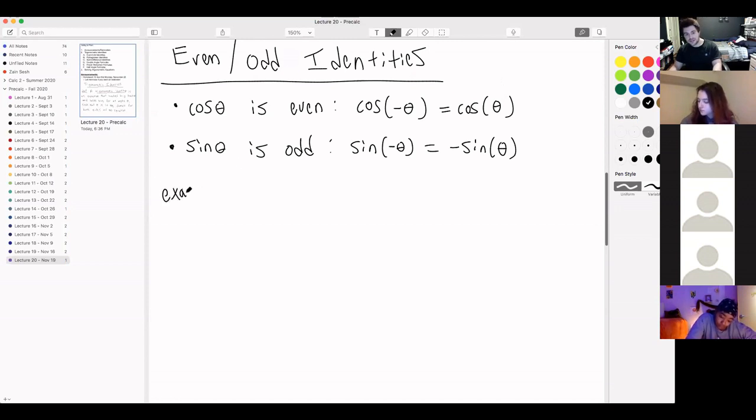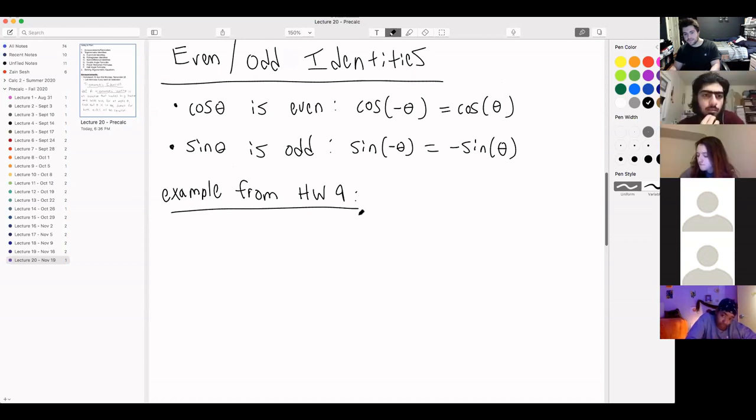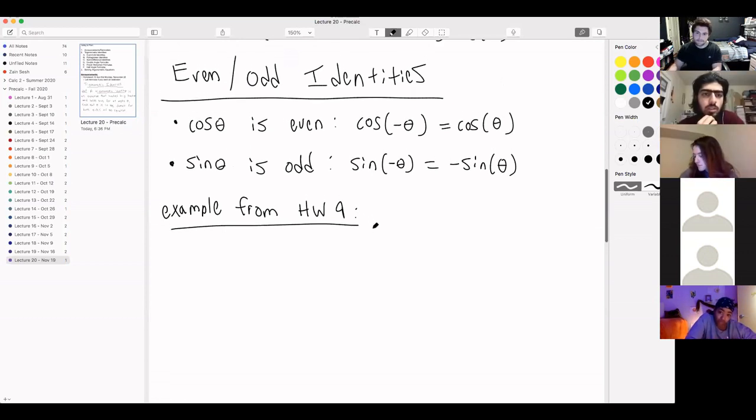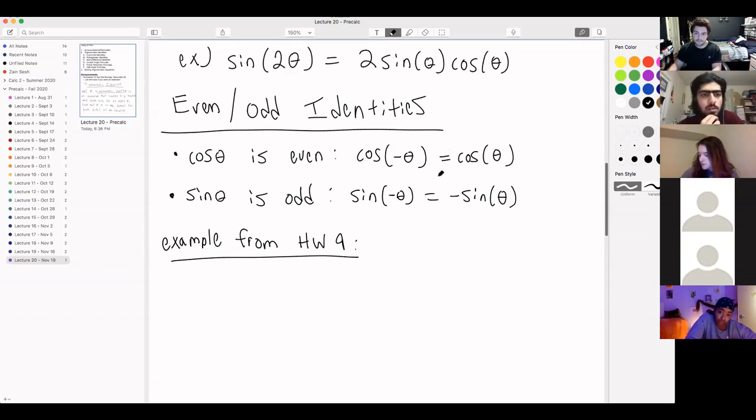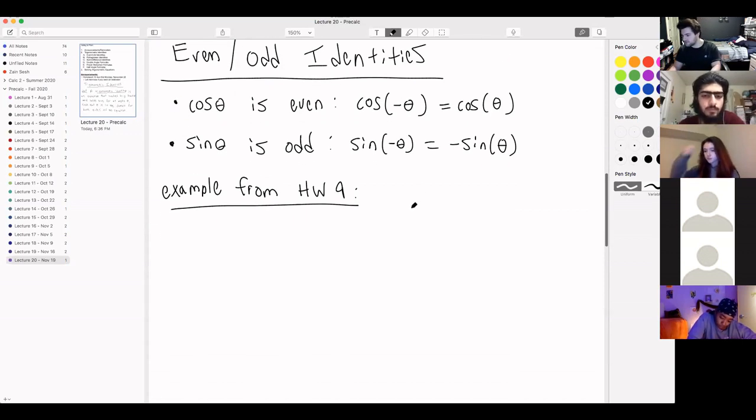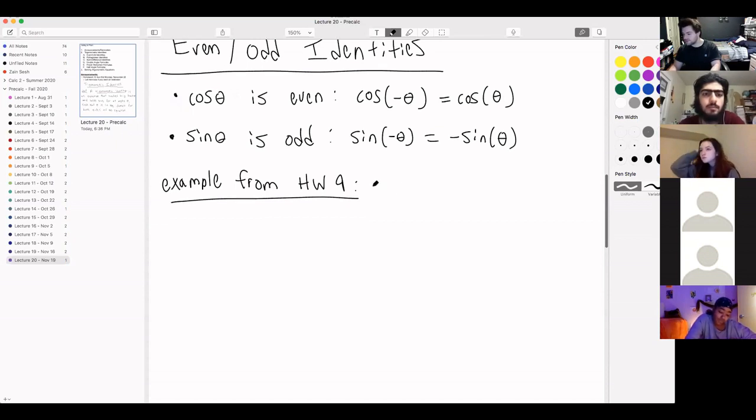So let's look at an example from homework 9. Are they always like that? Is cosine always even? It's never odd? Yep. This equation here will hold for every single value theta that you plug into this function. Yeah, always. So here's an example from homework 9.